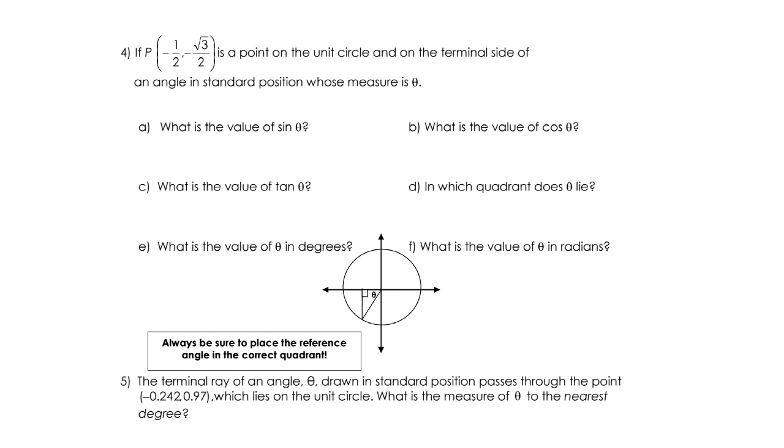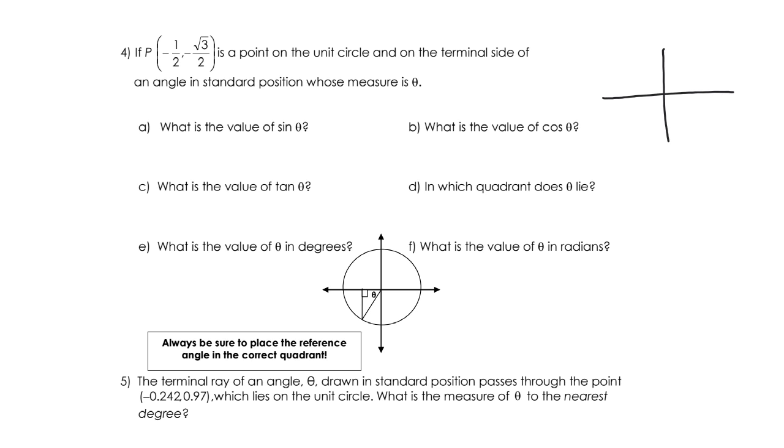All right, guys, this is the backside of day 5 notes, and in number 4 it says if P has coordinates of -1/2, negative square root of 3 over 2, is a point on the unit circle and on the terminal side of an angle in standard position whose measure is theta. Okay, so again, what that means, just to give you guys a visual.